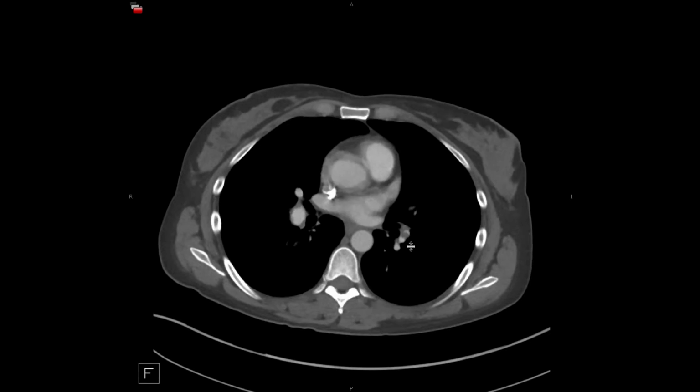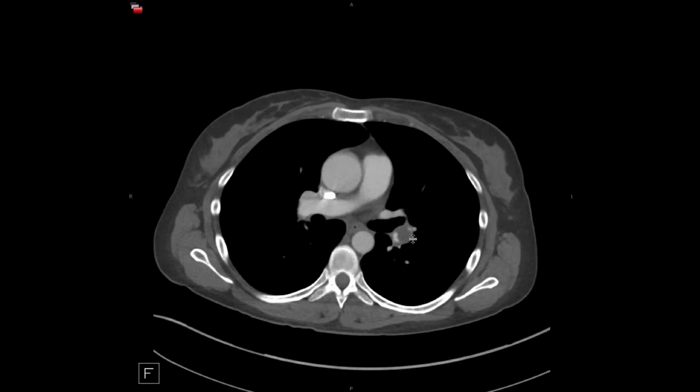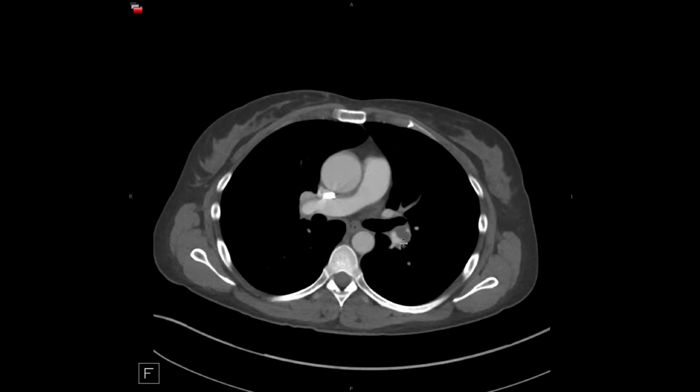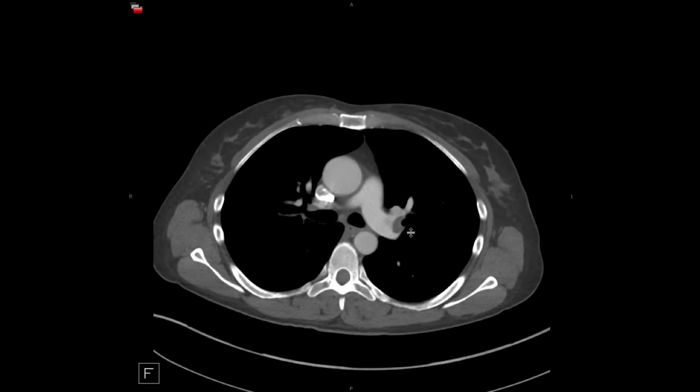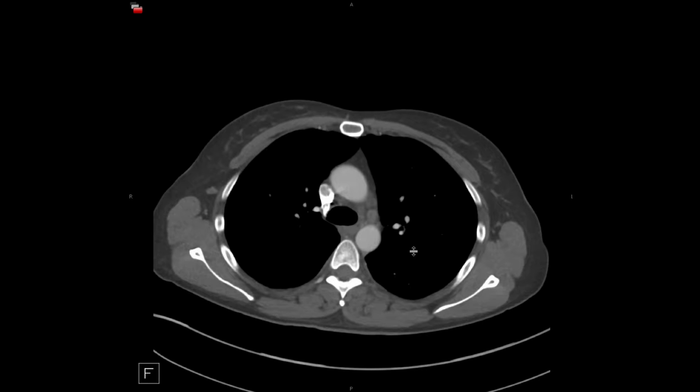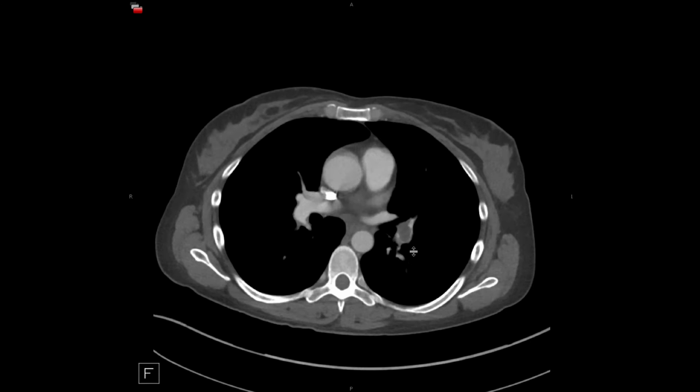On the left side, we can see again some mural filling defects. Here, some of it is still central, but you can see that some of it's starting to adopt these concave margins here. So these are all findings of what we would describe as subacute pulmonary embolism.